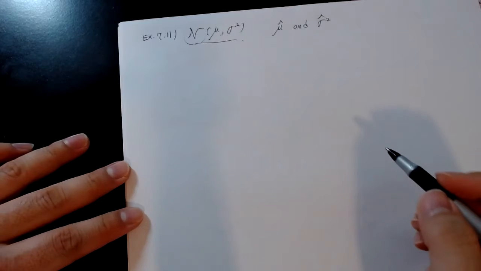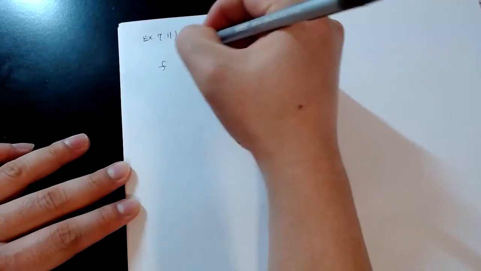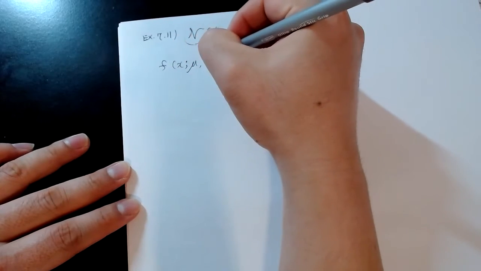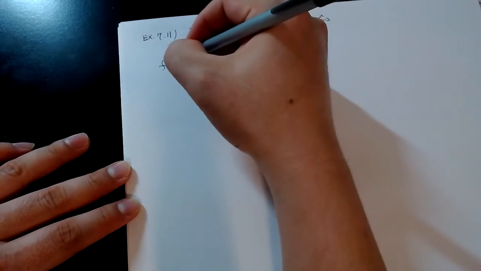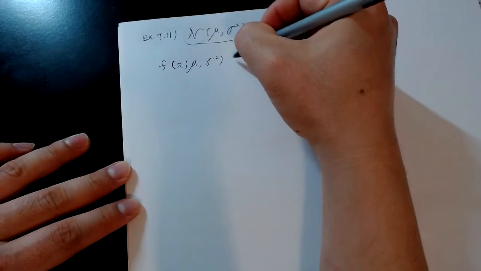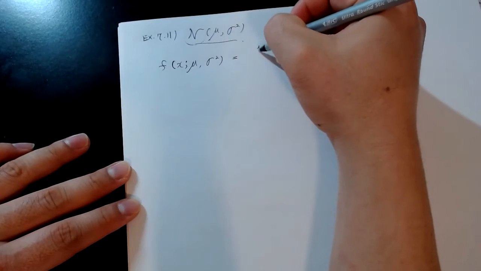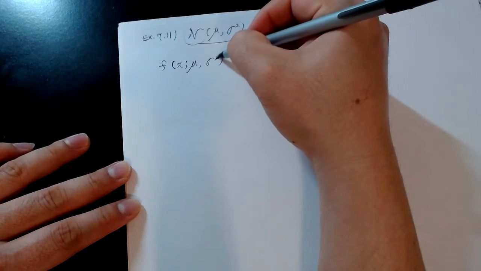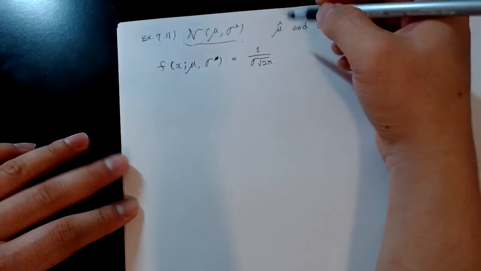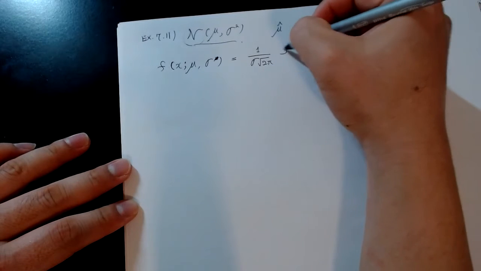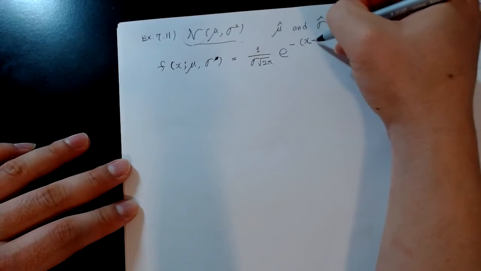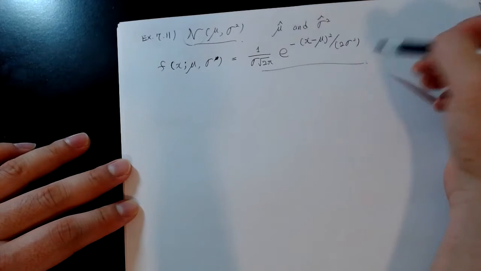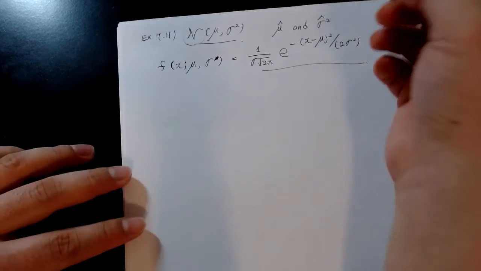So the PDF, f of x, comma mu and sigma square, is defined by 1 over sigma square root of 2 pi, and e to the minus (x minus mu) squared over 2 sigma square. I think you can just mention sigma instead of sigma square. That's the definition of the PDF of a normal distribution.